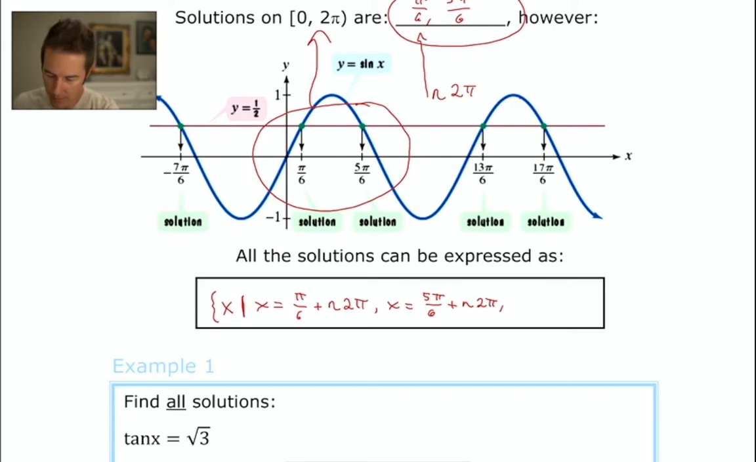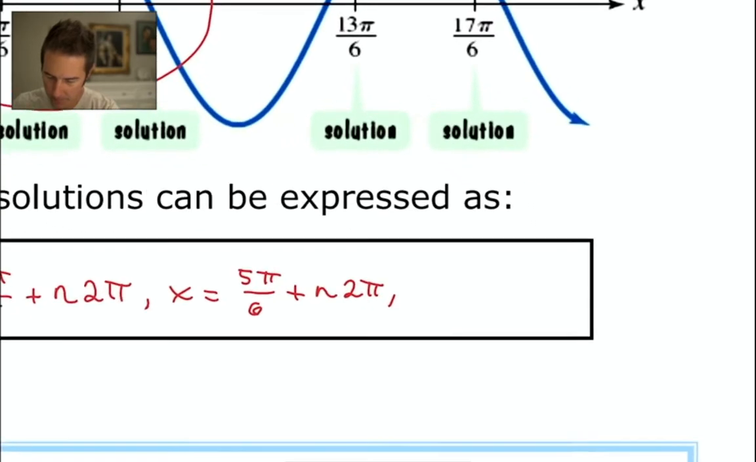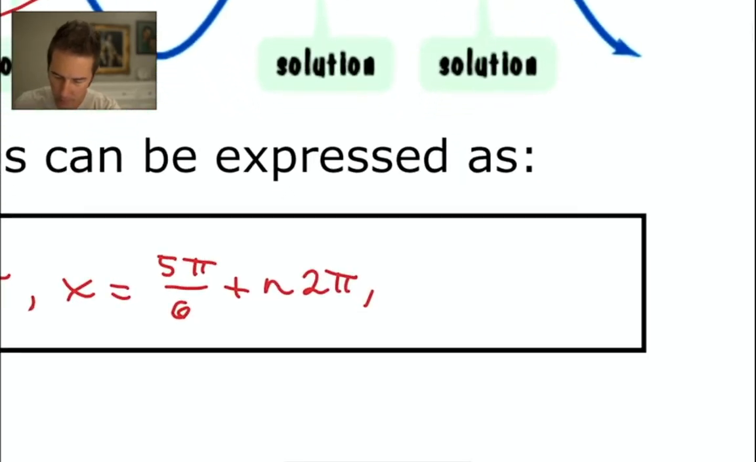And I denote that by saying that n is a member of the set of integers. And remember that that Blackboard Z represents the set of integers.